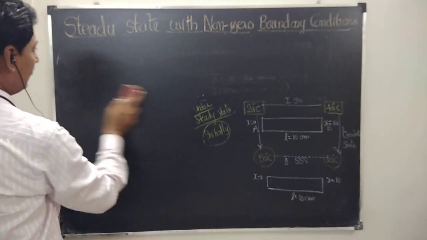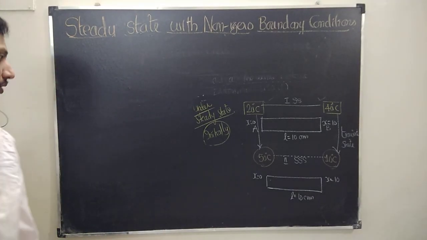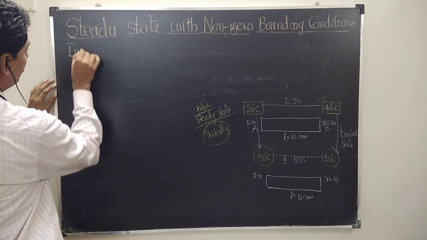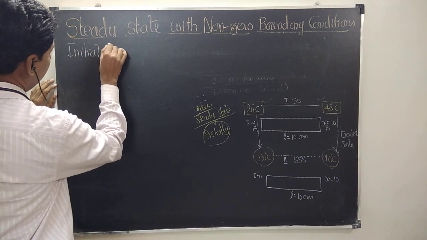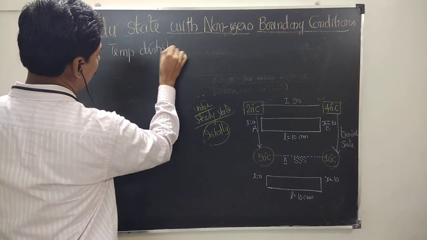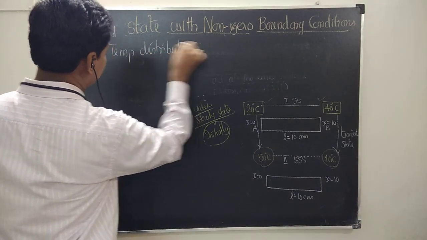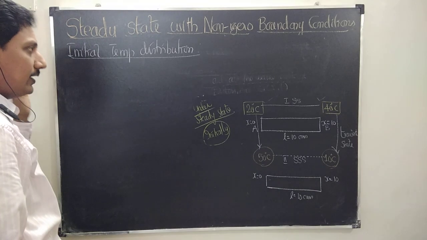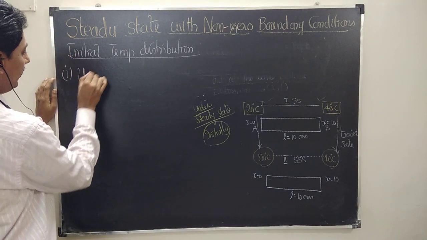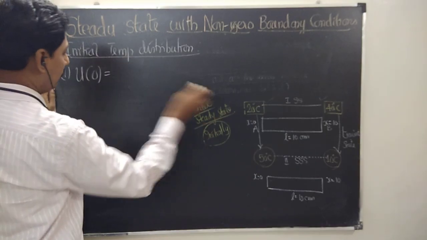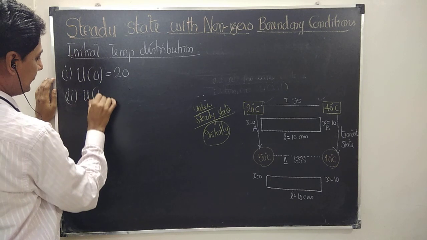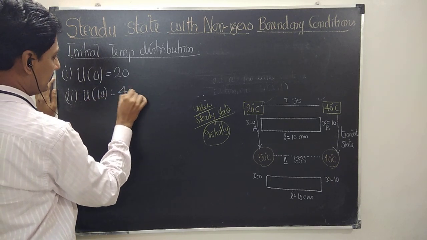So I can consider the first initial stage. What's the first initial stage? That is called the initial temperature distribution. The initial temperature distribution is often called the steady state solution, right? How to get this one? At the initial stage the temperatures are u(0) = 20 degrees Celsius and u(10) = 40 degrees Celsius.